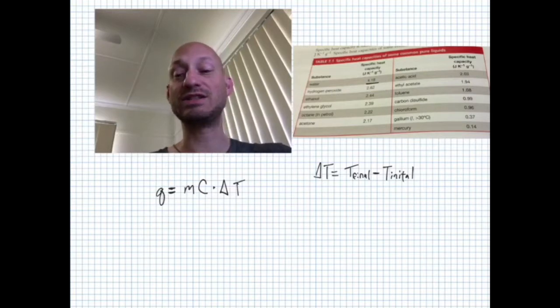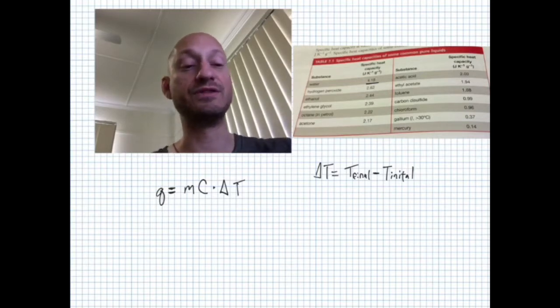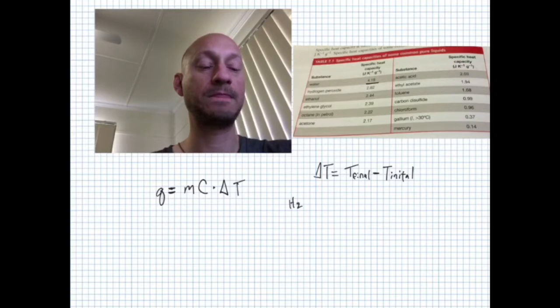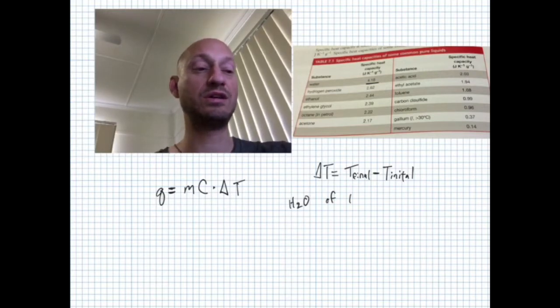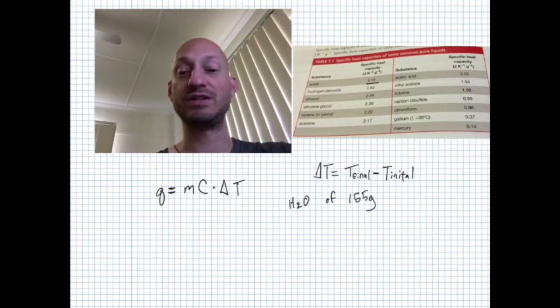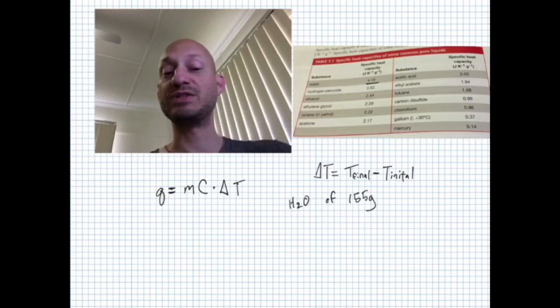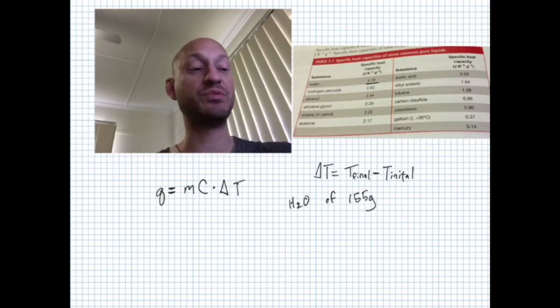Okay, let's give an example of why this is an important thing to measure. So let's look at water, because we always want to boil water, right? Let's find out how much energy it is going to require. Let's calculate the quantity needed to raise the temperature of 155 grams of water from 17 degrees to 35.5 degrees.